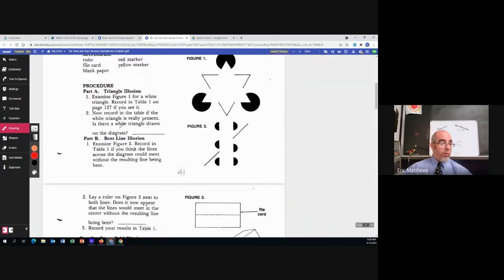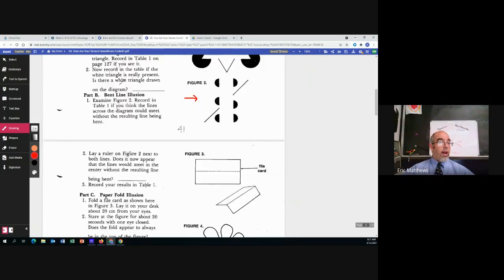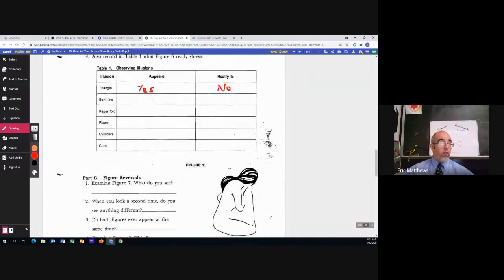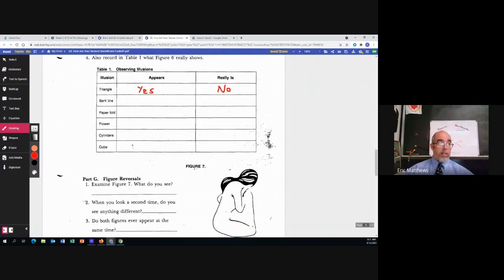So then number 2, bent line. You're going to take a look at these two and you're going to try to determine, is the line that's passing through figure 2 right over here, is that line straight and it's one continuous line, or is it separated? Is it bent? And then you're going to mark it down here for what it looks like compared to what it really is.